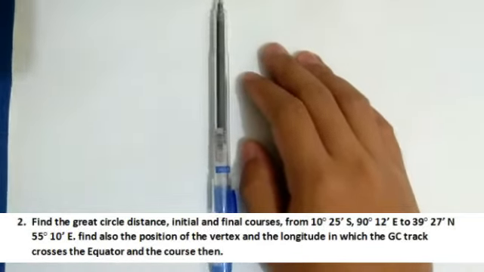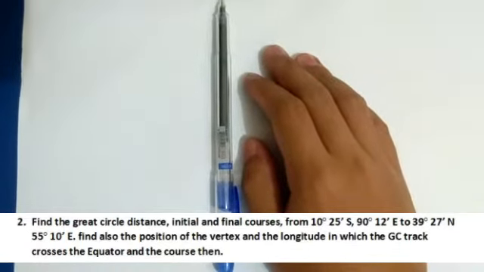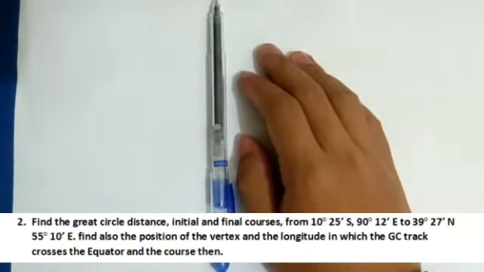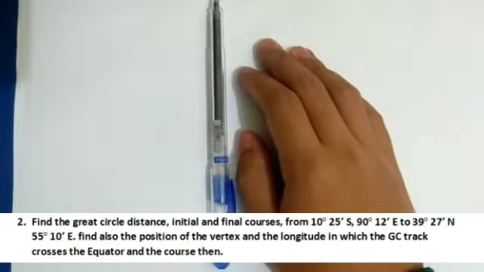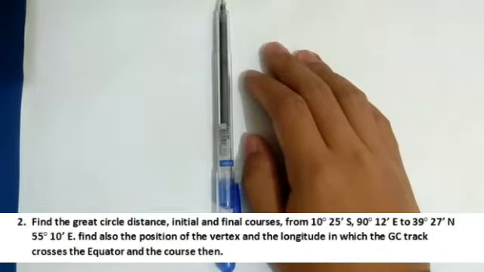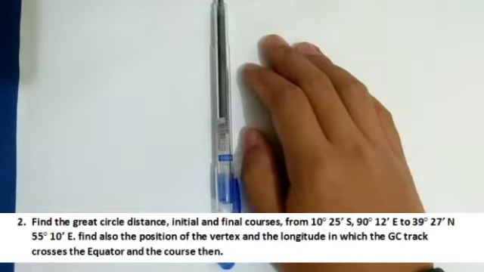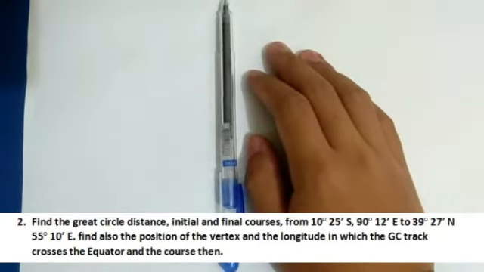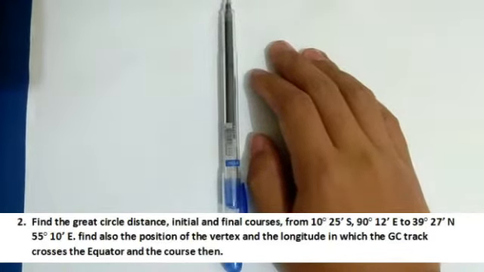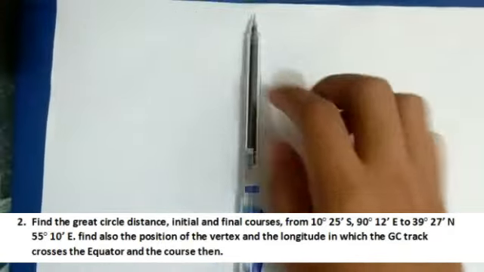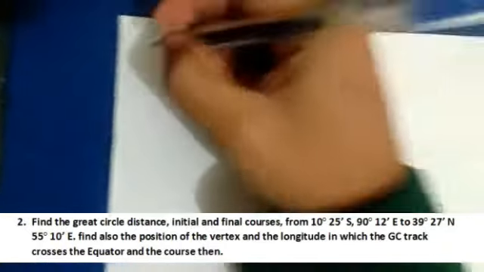Problem number 2. Find the Great Circle distance, initial and final course from 10 degrees 25 minutes south, 90 degrees 12 minutes east to 39 degrees 27 minutes north and 55 degrees 10 minutes east. Find also the position of the vertex and the longitude in which the GC track crosses the equator and the course then. So first, we need to input our given positions.